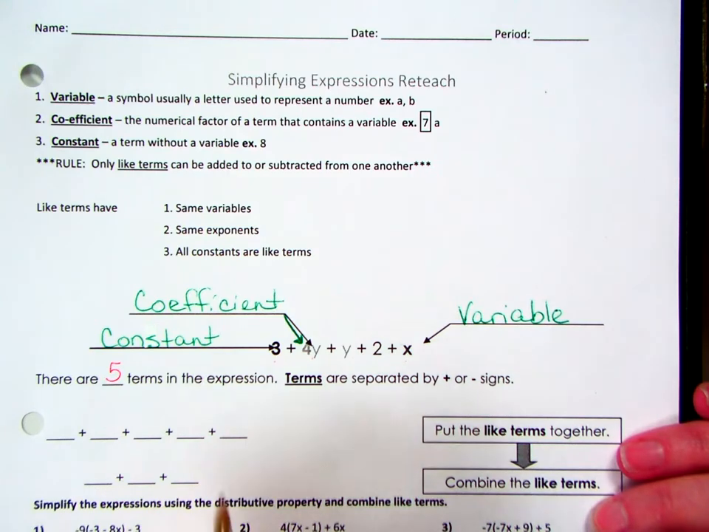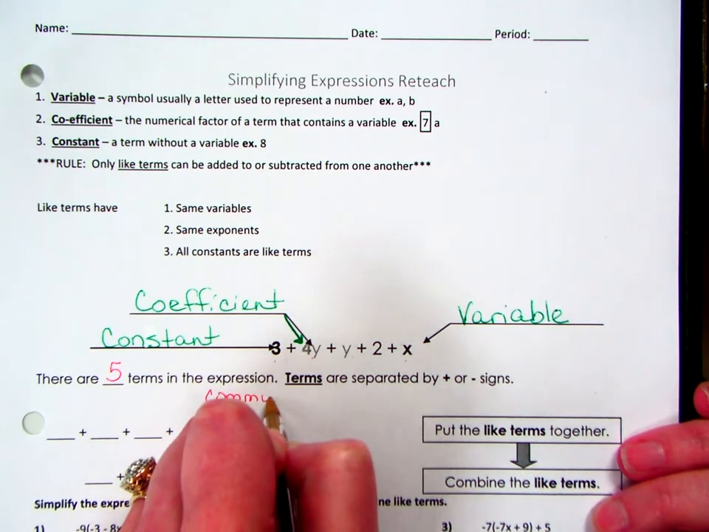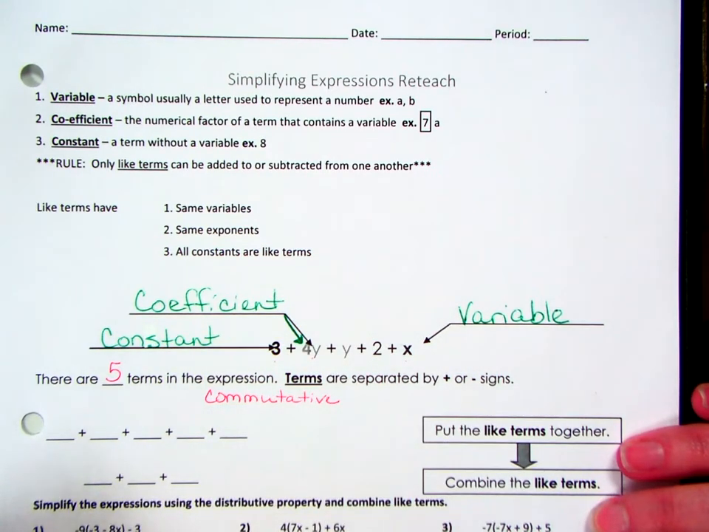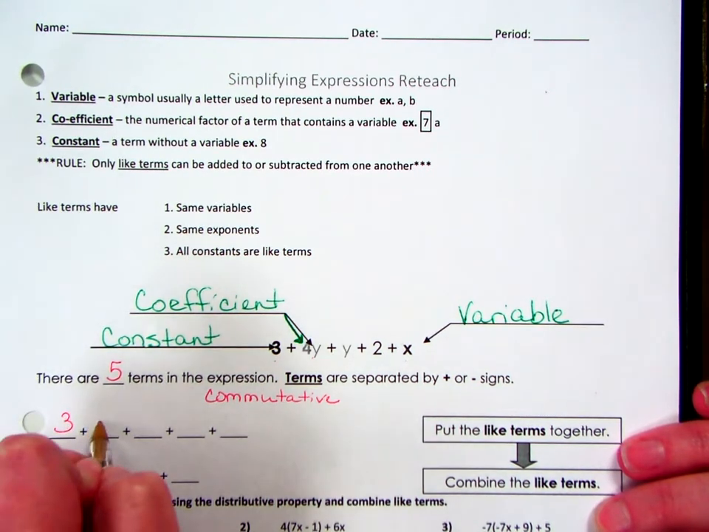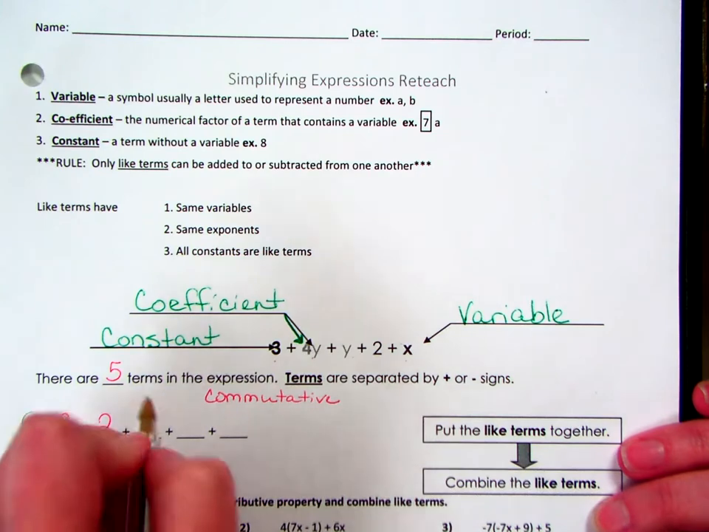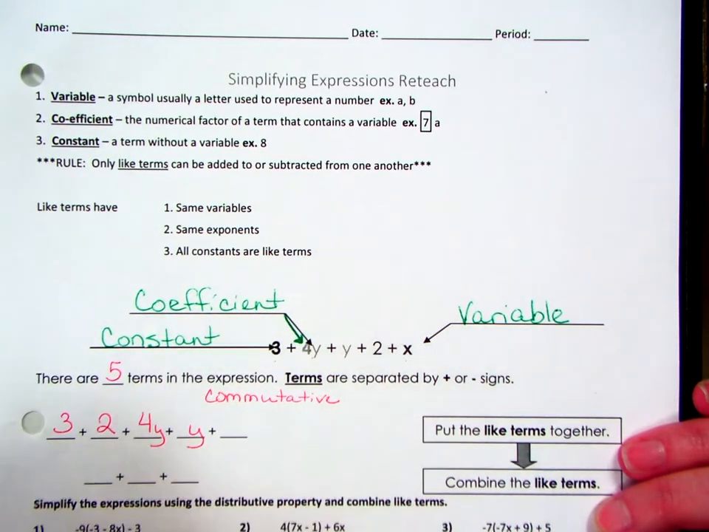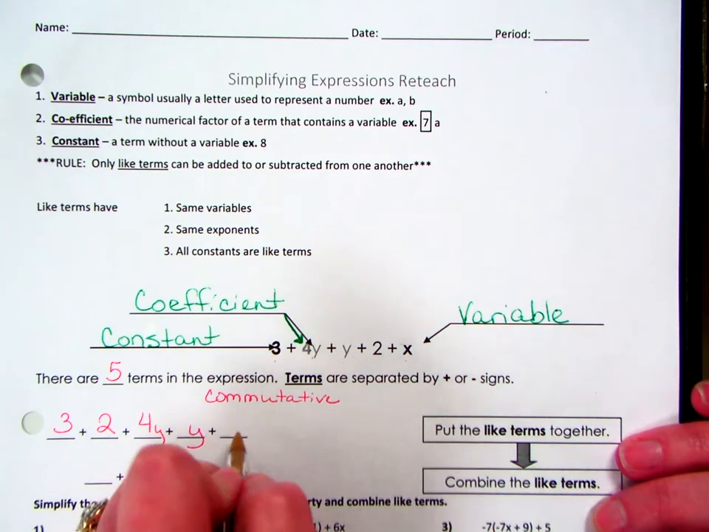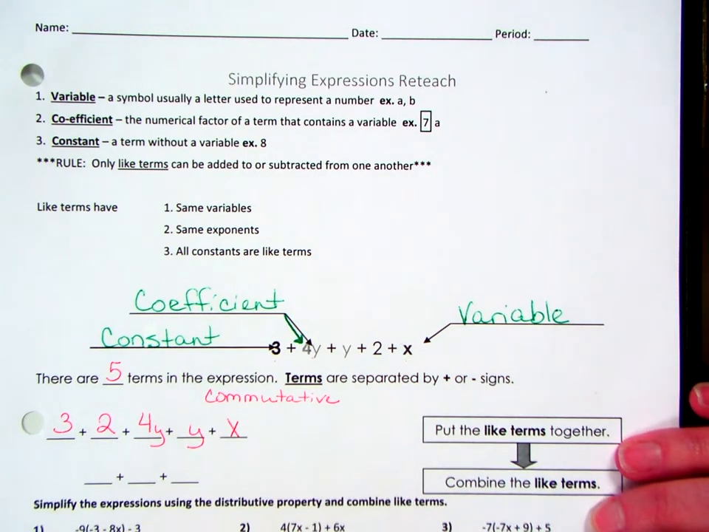Let's use the commutative property to move this stuff around. So 3 is a constant, and 2 is a constant. 4y is a variable with a coefficient, and y is a variable. I just said that wrong, I do apologize. And even though y doesn't have a coefficient shown, that means that y has one y to it. And finally, x is a variable all by itself, and that means that there's one x.